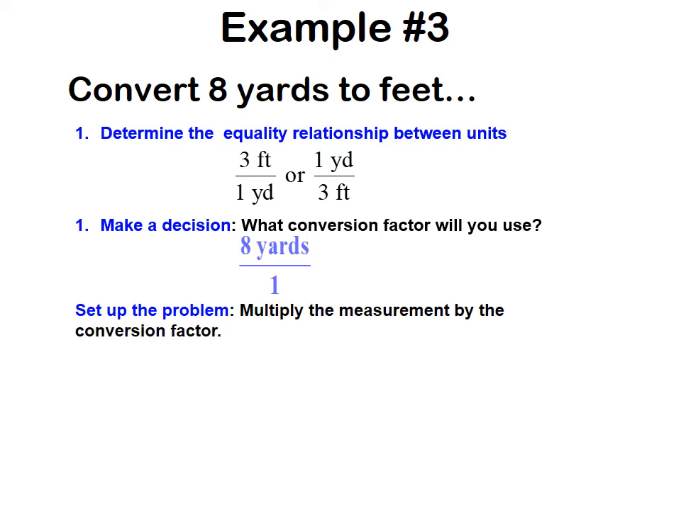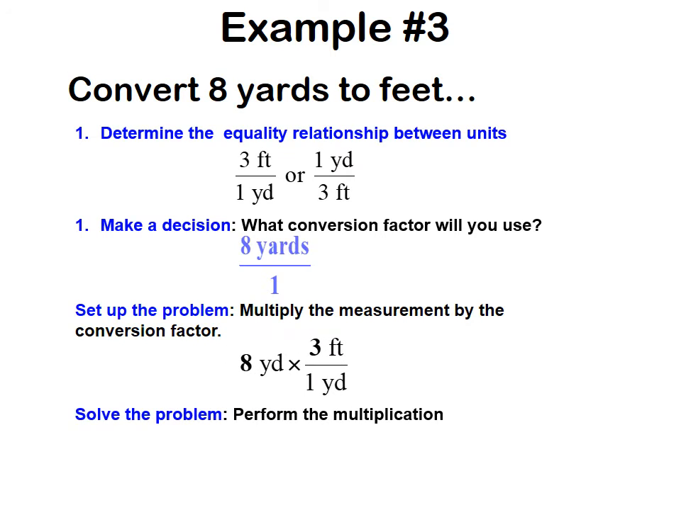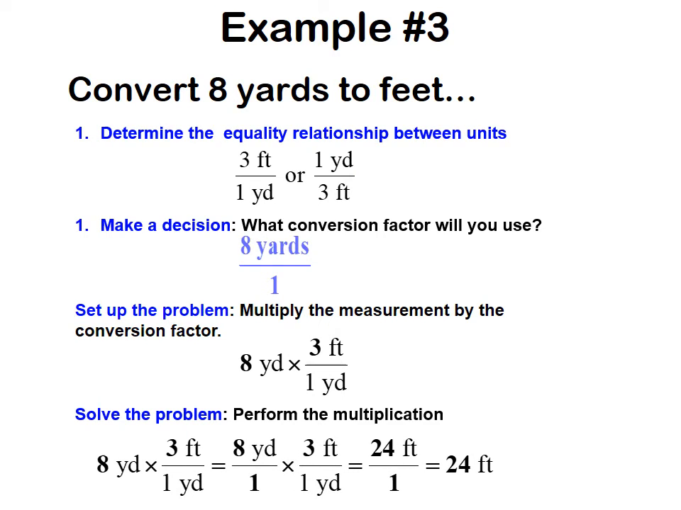8 yards. You can see here, 3 feet by 1 yard or 1 yard by 3 feet. 8 yard multiplied by 3 feet by 1 yard. First we cancel the yard, and we will get 24 by 1 feet. It means 24 feet will be the answer.